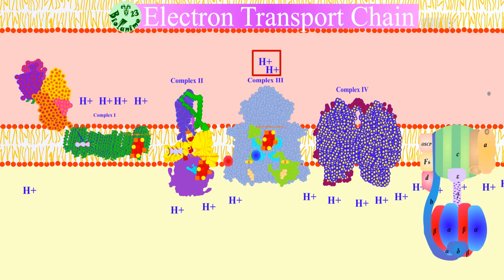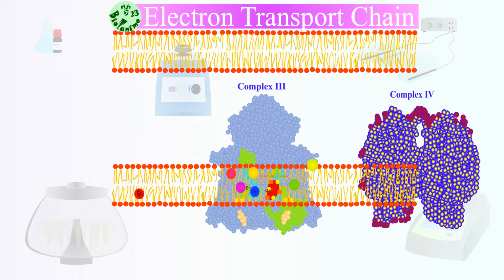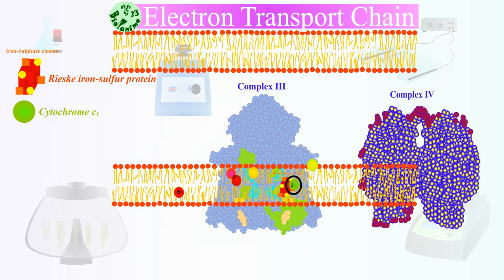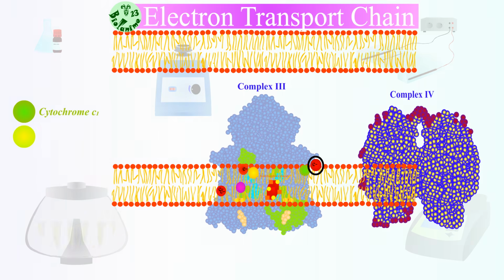The 2 electrons then follow different pathways. The first electron is accepted by the RISC iron-sulfur protein, which acts as an electron carrier within complex 3. The RISC iron-sulfur protein transfers this electron to cytochrome C1, another electron carrier embedded in complex 3. Cytochrome C1 then passes the electron to cytochrome C, a small, water-soluble protein located on the outer surface of the inner mitochondrial membrane. Cytochrome C can carry only 1 electron at a time, so it accepts this first electron and transports it to complex 4.